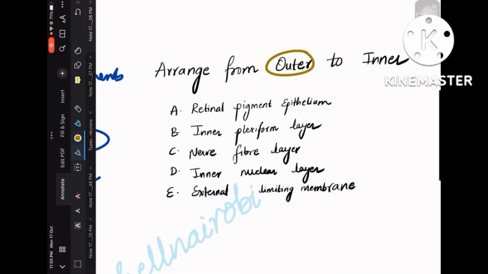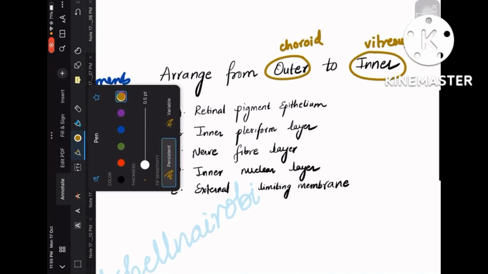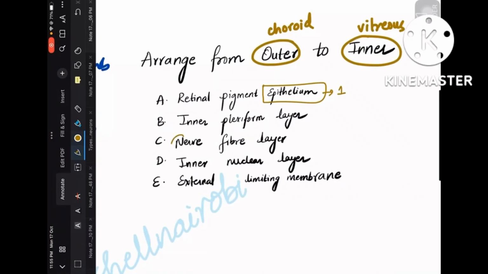Okay, from outer to inner, meaning from the choroid direction towards the vitreous side, right? So let us look at the things that are given here. So see, retinal pigment epithelium. So this is the first layer, epithelium, and then comes the nerve fiber layer. So this is 9. Just let me label it for you.